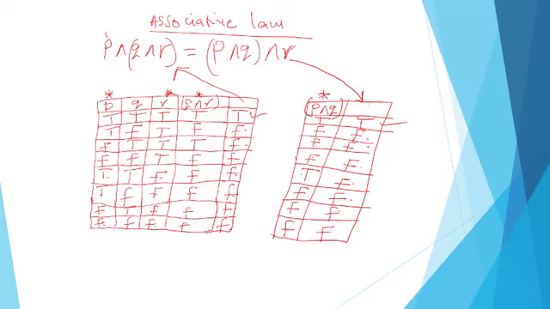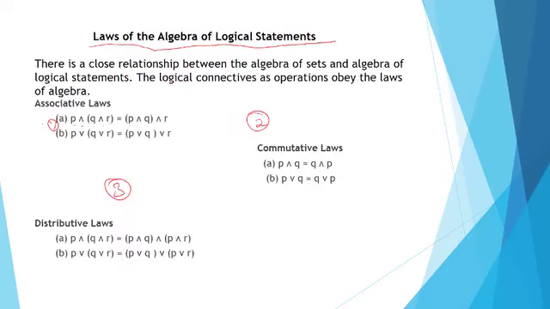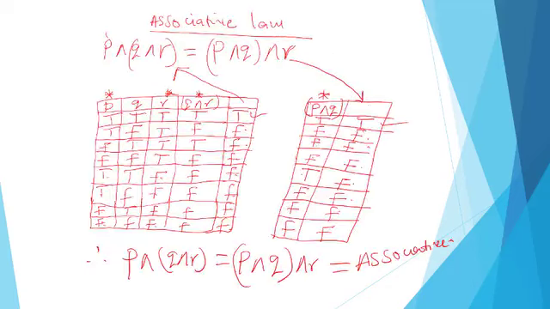So therefore your conclusion is that P, Q, R is equivalent to P, Q, R. It is associative. Very neat. Then let's go into proving another law, which is the commutative law. I think this will just be a simple point for you to prove.